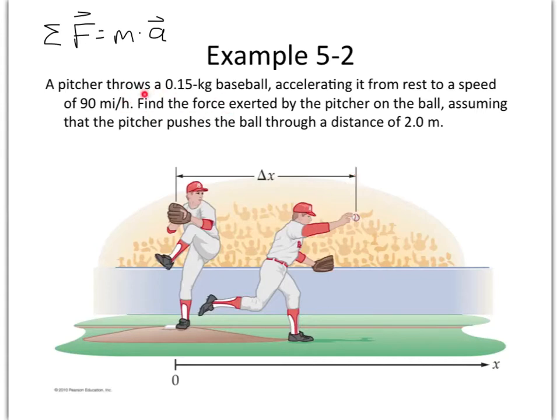So find the force exerted by the pitcher on the ball as he accelerates it from rest to this velocity through that distance, or through that displacement, delta x. So that's the idea. Let's take this and shrink it down, put it up in the corner like that. I'm going to see if I can lock that in place. There we go. And first of all, let's write down all the things that we know.